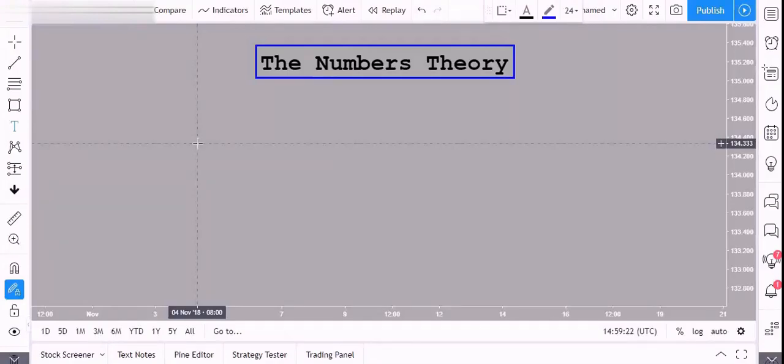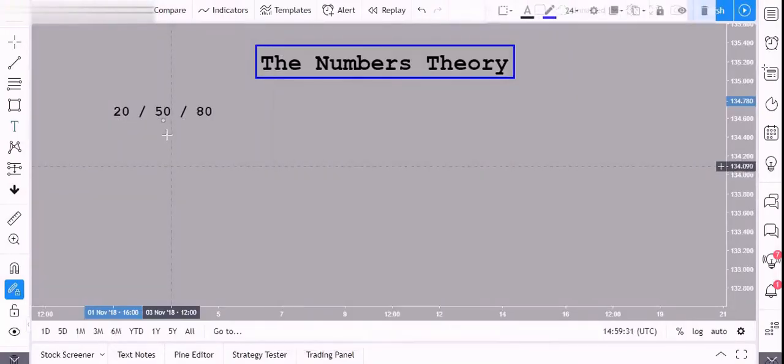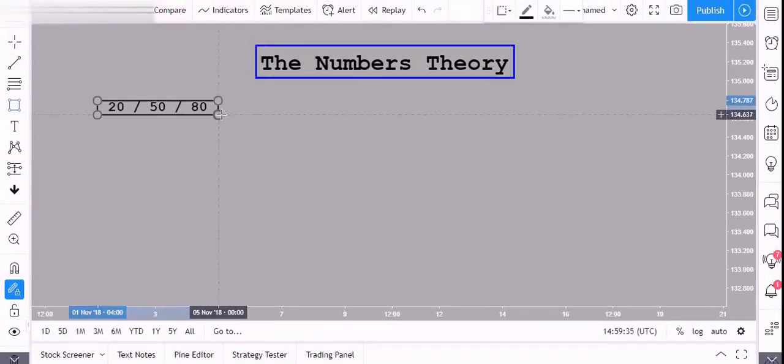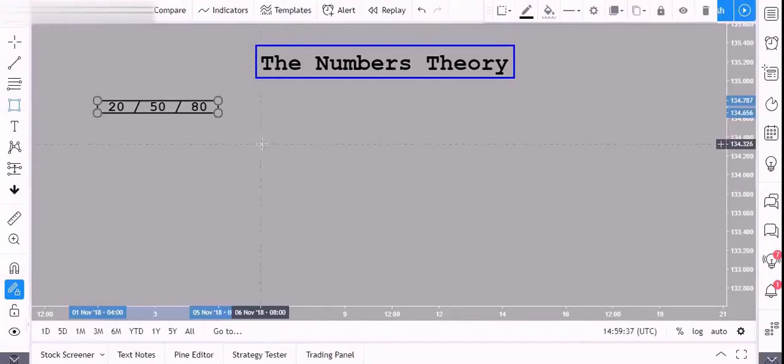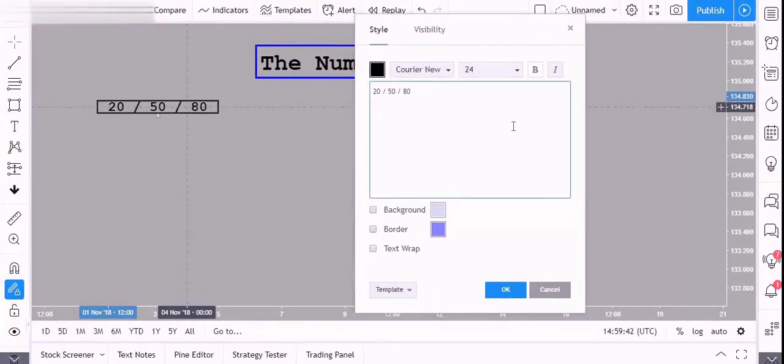What's up everybody? In this video I'm going to teach you the numbers theory. The numbers theory actually are three numbers, 20, 50 and 80. Everything is based on those three numbers. Now before I go deeply into explaining the numbers theory and what it means, I want to show you how I came to those numbers in the first place.